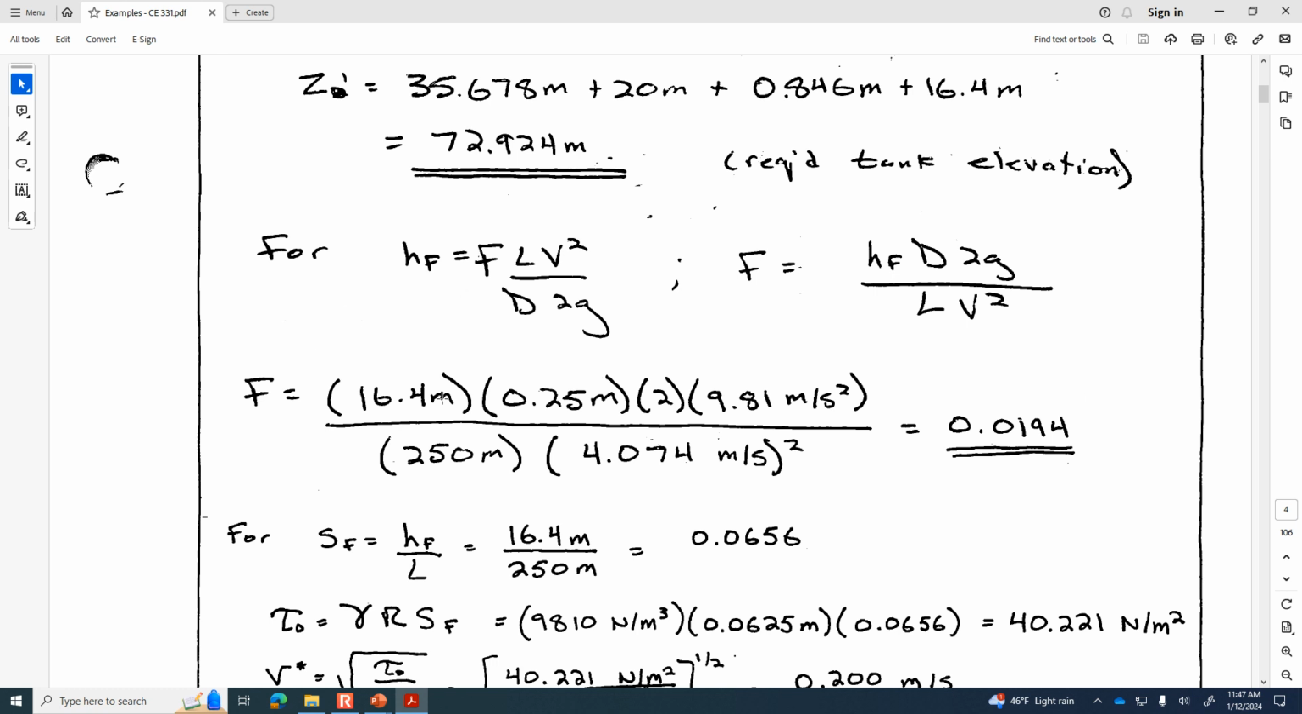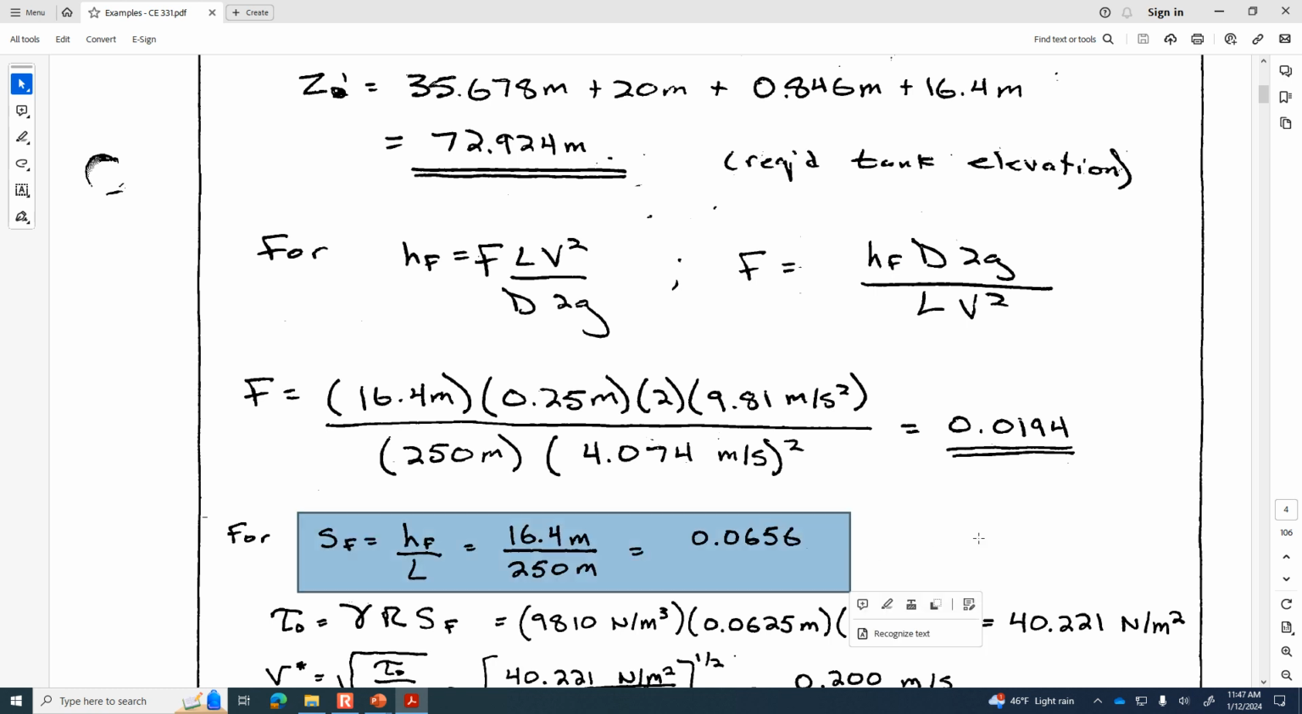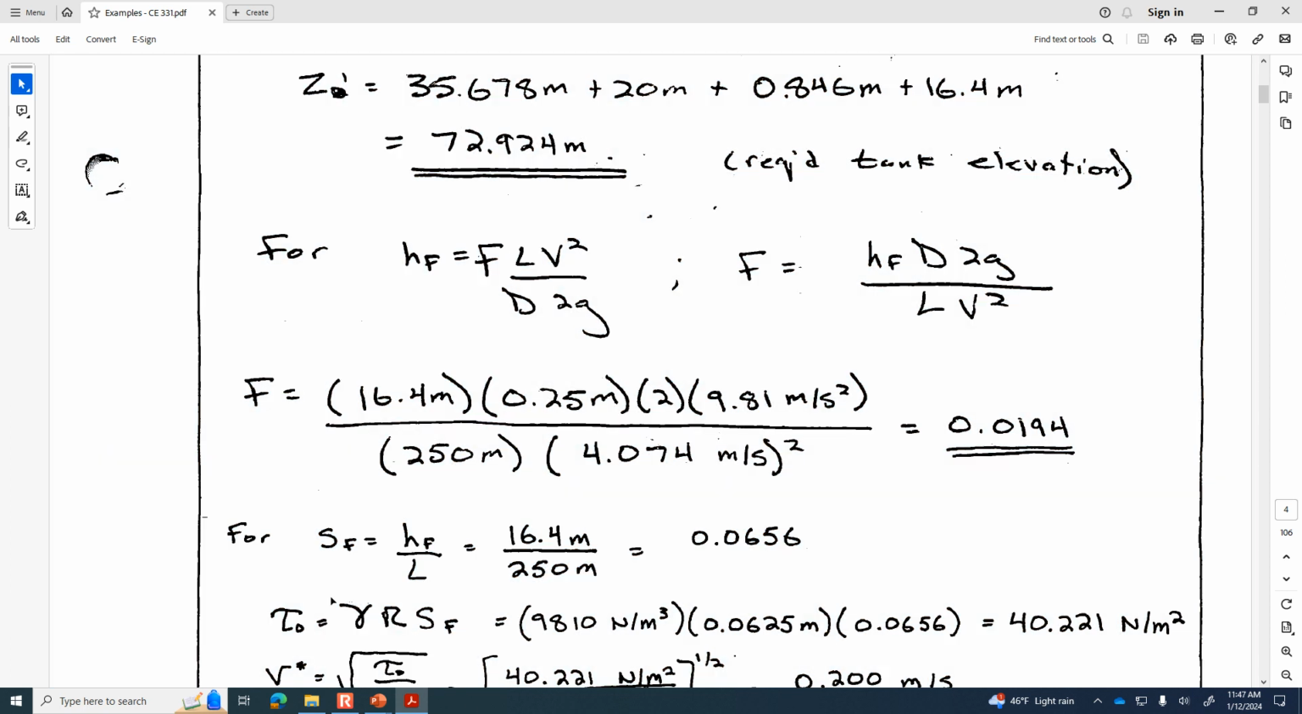So we calculated the friction factor. Now if we calculate the slope of the energy grade line, what we're doing is we're just saying if you lose 16.4 meters of energy over a length of 250 meters, then the slope of the energy grade line is 0.0656. And we can put that into the shear stress formula, because we know the unit weight of the water is 9810 newtons per meter cubed. The hydraulic radius is the diameter divided by 4, because this is a circular pipe that the water is going through. And so we now have the shear stress.